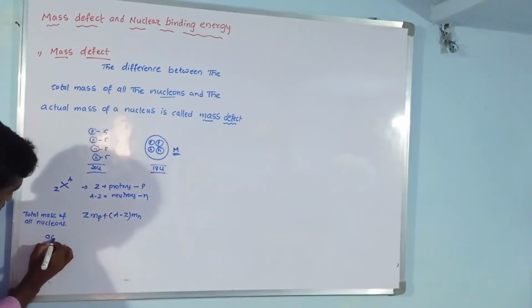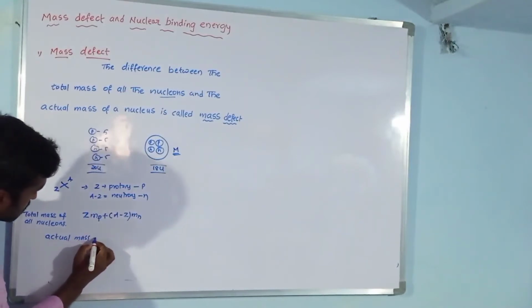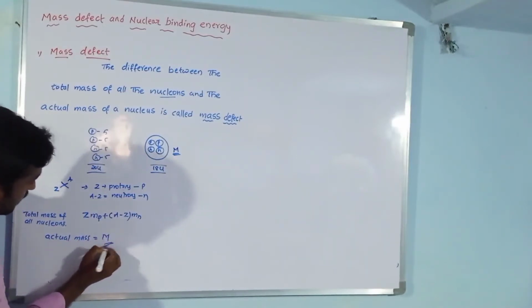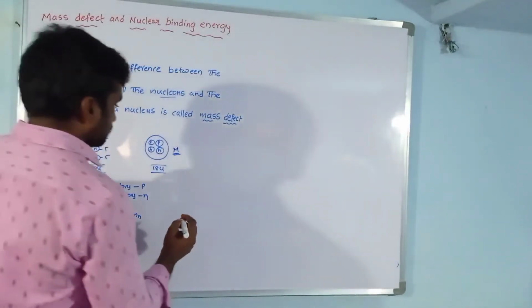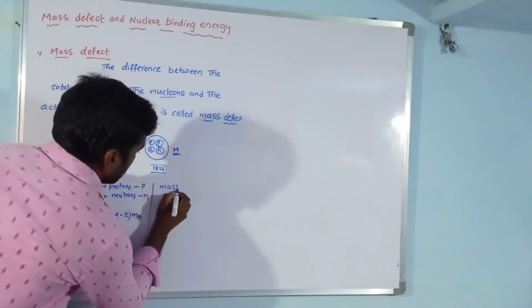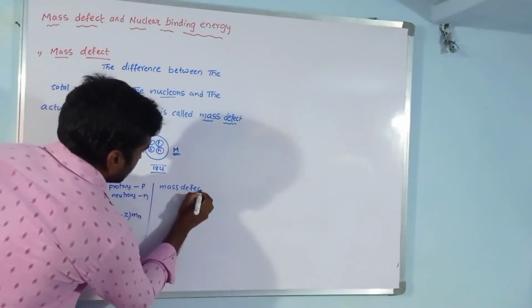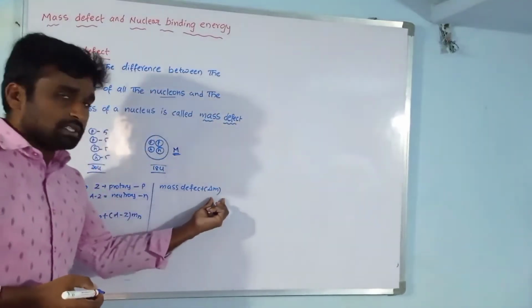What is the actual mass? Actual mass of the nucleus is indicated by capital M. Now what is the mass defect? Mass defect is indicated by delta M. So delta M is a mass defect.